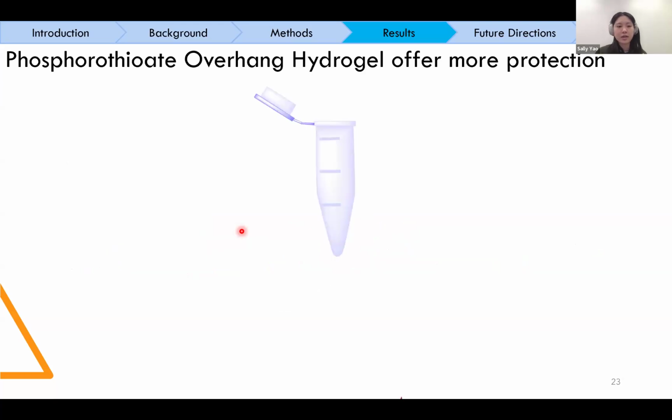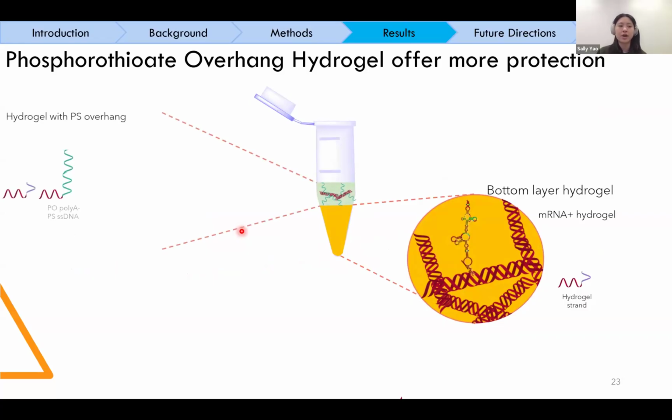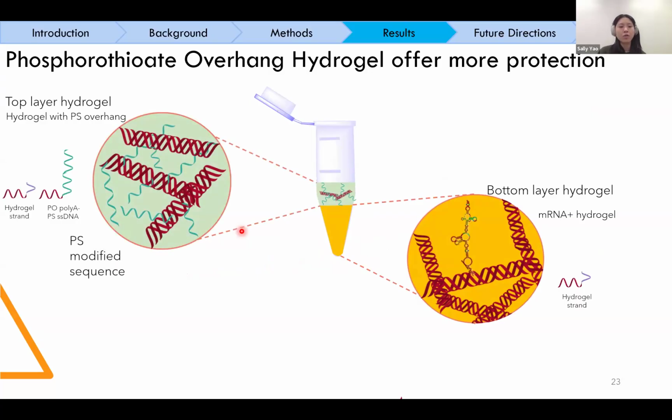So the way I incorporate this into my design is, first, I have the bottom layer of our hydrogels. That's the same as the one I showed earlier, where I put in mRNA and incorporate the mRNA into the hydrogels. And we also have a top layer of hydrogels, where we form hydrogels but also have PS overhangs.